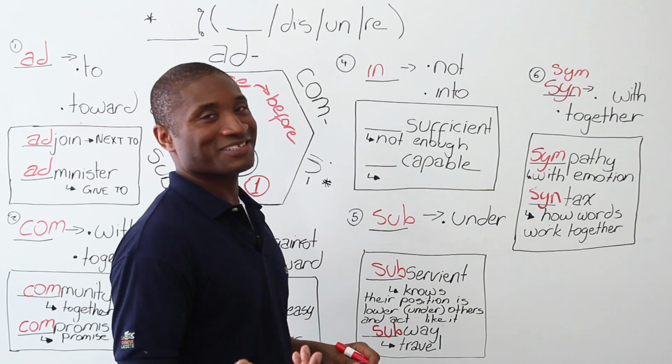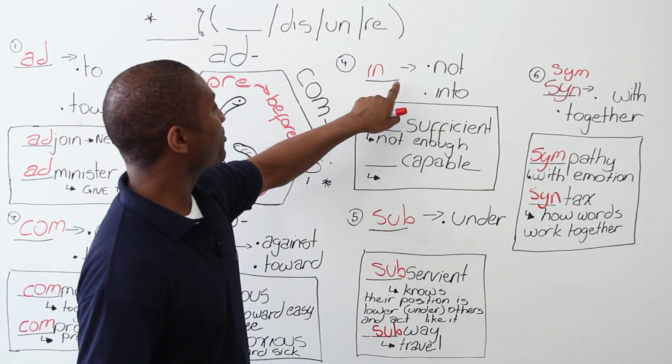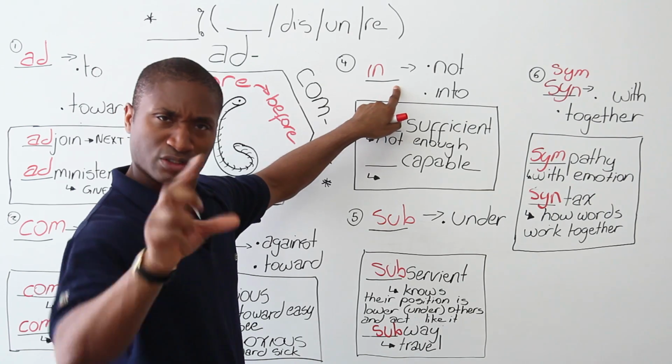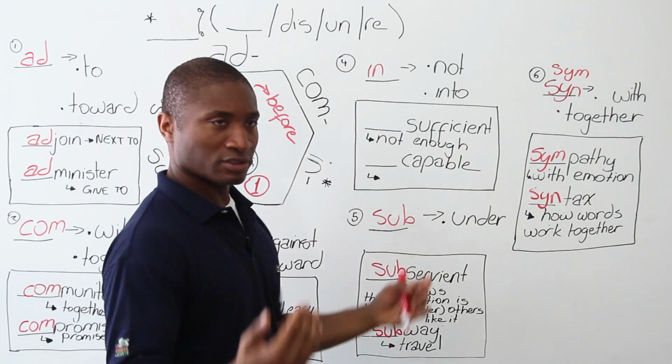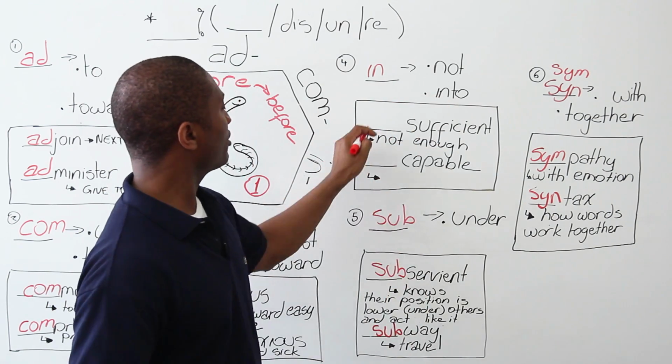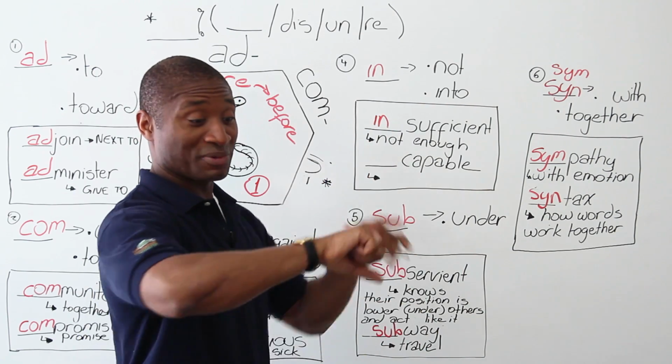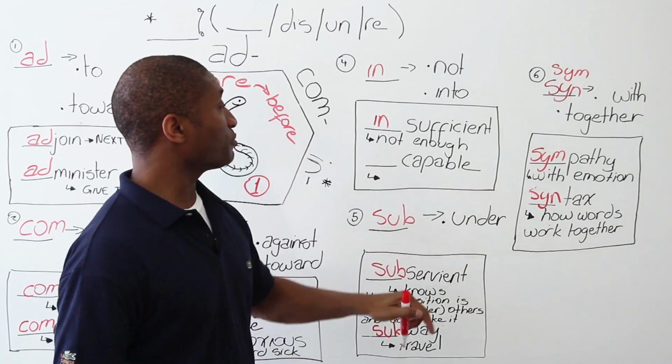When we say something is in these days, we mean it's in fashion or style. So in, funny enough, means not. It's the opposite, not, and in means into, to enter. So if you hear here, which is what's happening right now, sufficient means enough.